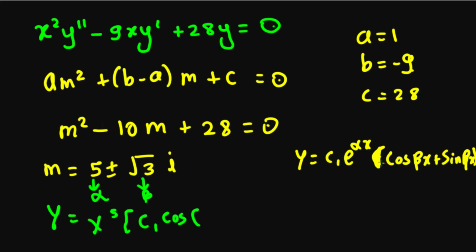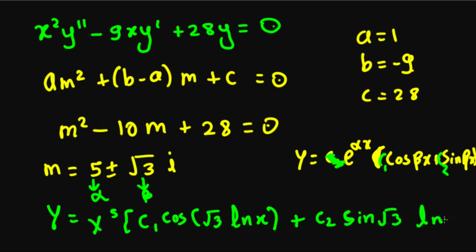Okay, and this one should be c1 and c2. If it's not a Cauchy-Euler, it will be like this: c1, c2, and this is cos root 3 ln of x, and then plus c2 sine, again beta ln of x. Beta is root 3, ln of x.